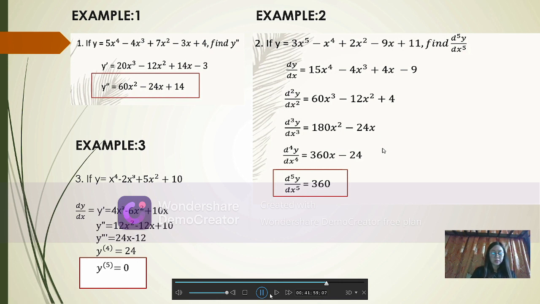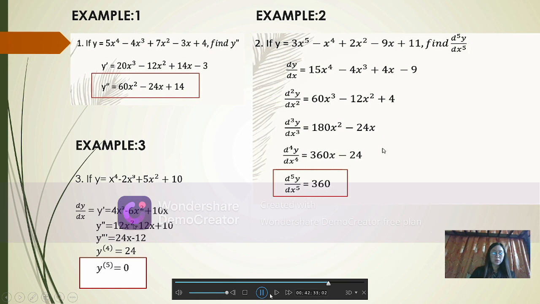So, dy over dx is equal to y prime is equal to 4x to the cube power minus 6x to the second power plus 10x. So, sa second derivative naman natin is magiging 12x squared minus 12x plus 10. Ganun lang ulit kamukha nung ginawa natin sa example number 2. Yung 4 na yan, tatimes natin sa 3, magiging 12. So, yung 3 minus 1, magiging 2. Magiging 2 yung exponent natin.